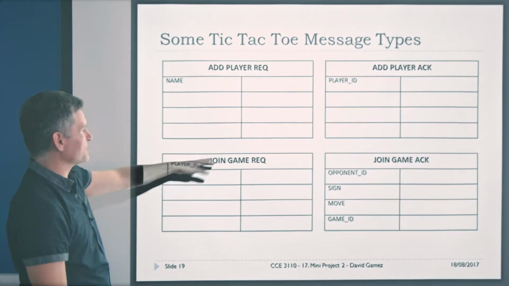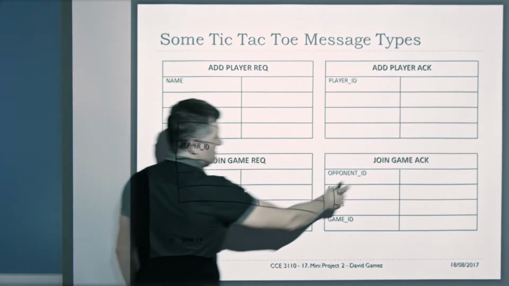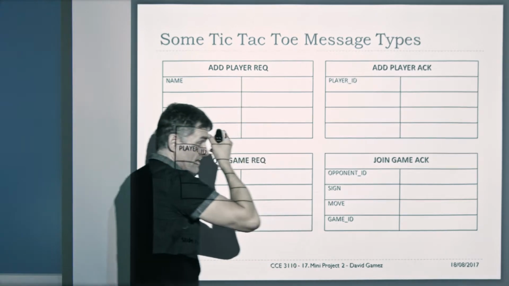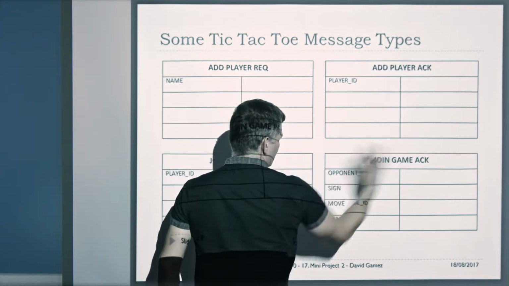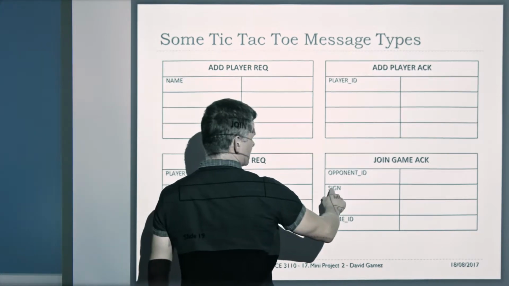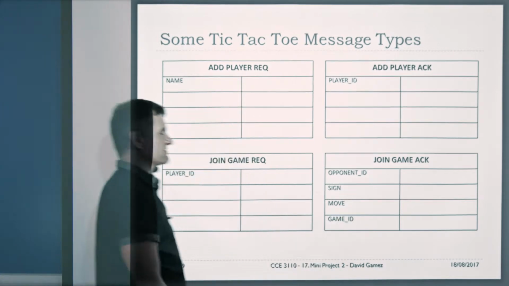Then we might have something like a join game request message, including the player ID this time, and then the server might set this player up with another player, and then we'll have a reply with the ID of the opponent. And this is tic-tac-toe, right? So is it noughts or crosses? Is it the player's move? And there'll be a game ID as well, for example, let's say.